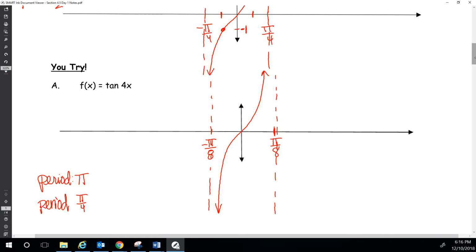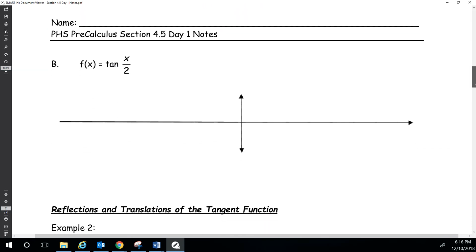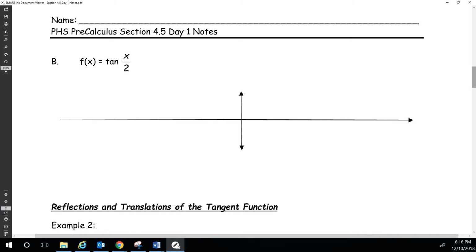All right, you try B. So again, this is going to be a period changer. Our typical period for tangent is pi. This time it says don't divide by 2, multiply by 2. So for this one, our period is going to be 2 pi. Half of that's going to be on the left side, half of it's going to be on the right side. So on the left side, we're going to have minus pi. Right side, we're going to have pi, which means altogether this period is going to be 2 pi. All right, and then we need asymptotes at each of these.